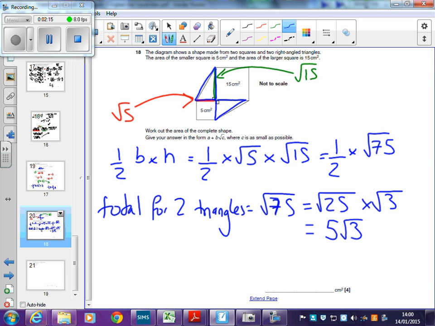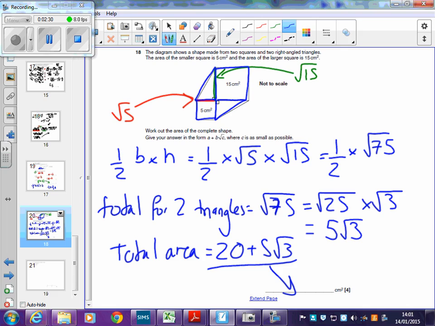So then, total area, I need to add those two blue triangles along with the two rectangles, which come to 20. So total area equals 20 plus 5 root 3. And that is your answer there.